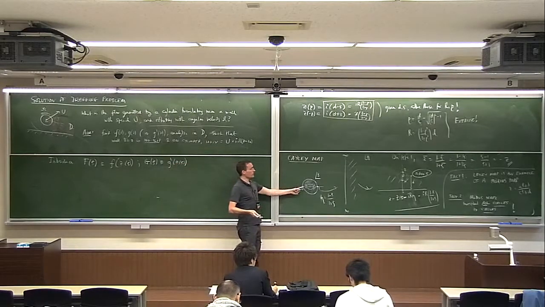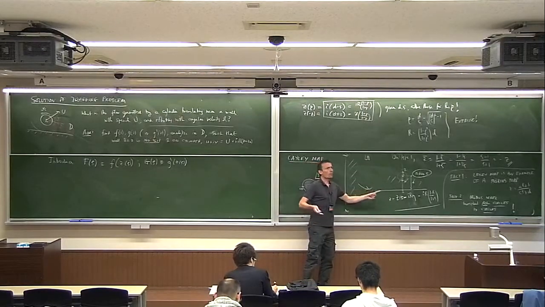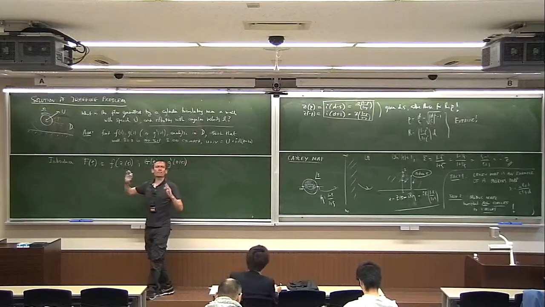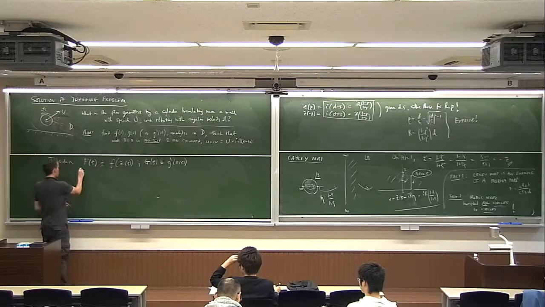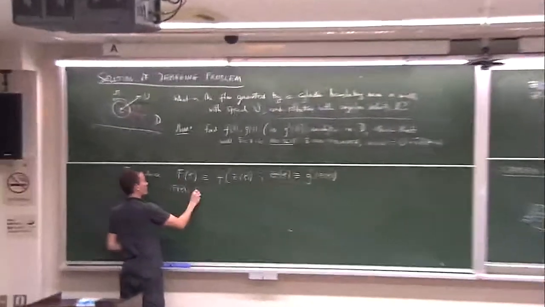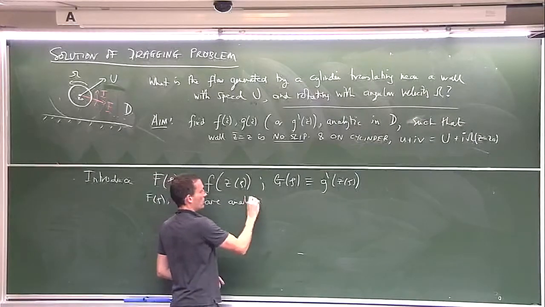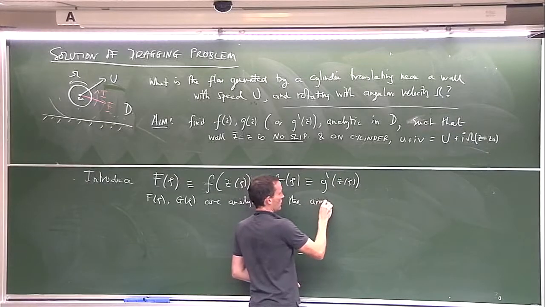So even as zeta tends to -1, z might go off to infinity, but capital F and capital G at -1 are still going to be fine. There's not going to be a singularity. So F and G are actually analytic in the annulus and on its boundary.